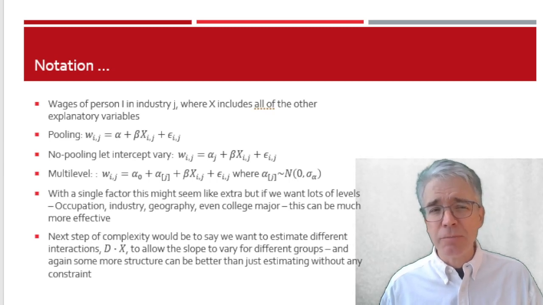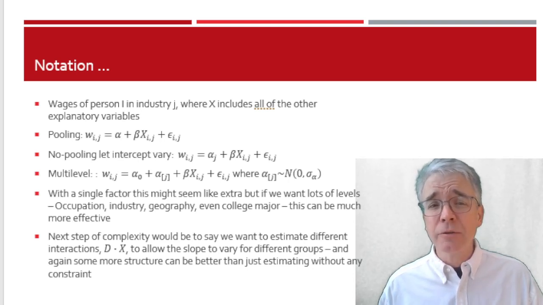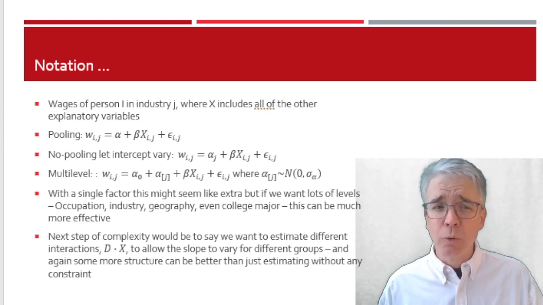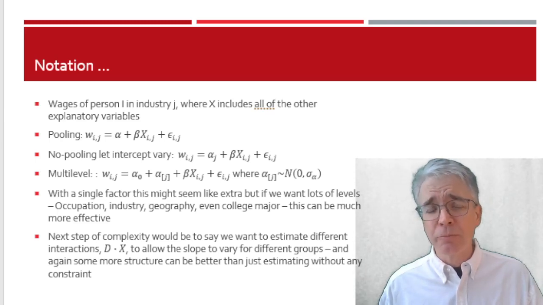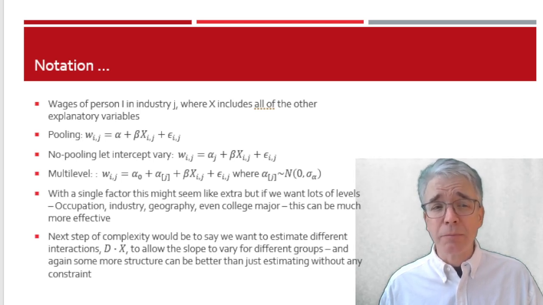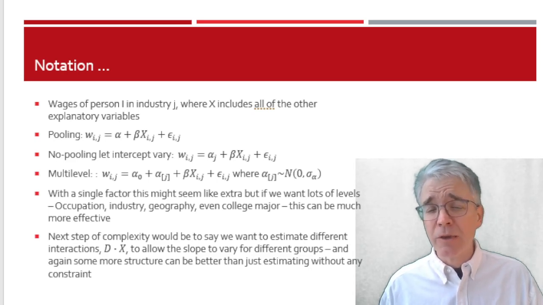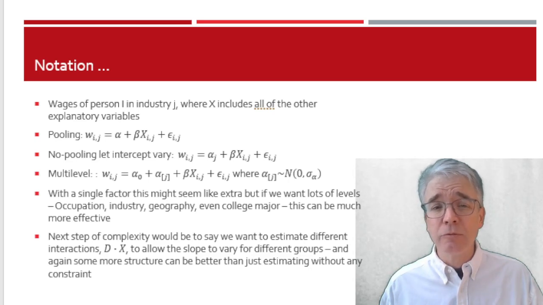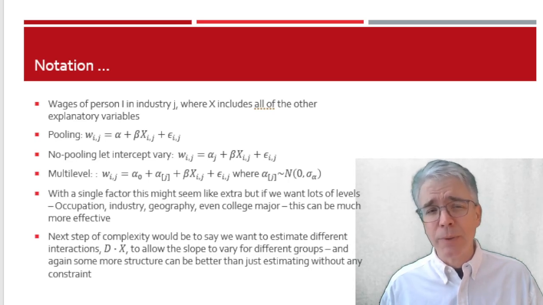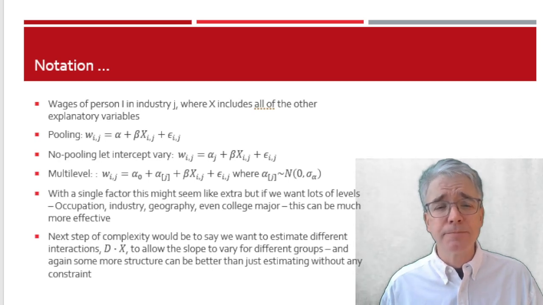Let's go a little deeper into the notation. We model the wages of person i, industry j, where X includes all the other explanatory variables. With the pooling model, Wij is going to be just alpha, that's the ordinary coefficient for everybody, plus beta Xij plus the error. With the no pooling model, each occupation gets its own alpha j. Each occupation can have a different level. Wij is alpha j plus beta Xij plus the error.